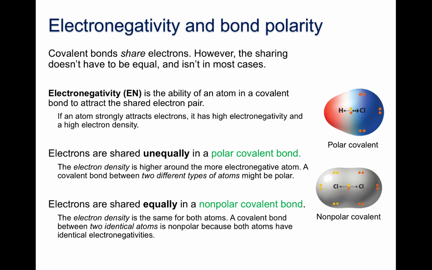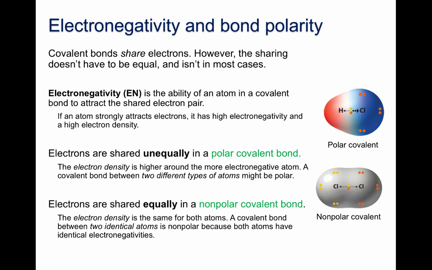Electronegativity is an incredibly important concept that's going to carry out in both Chem 2 as well as throughout organic chemistry. And so covalent bonding, we know, involves the sharing of electrons between two atoms. But what we haven't talked about is whether or not those atoms share those electrons equally. And in many cases, the atoms don't share equally. Some atoms are more attracted to the electrons than others. And that brings us to the property of electronegativity, which is the ability of an atom in a covalent bond to attract that shared pair of electrons.